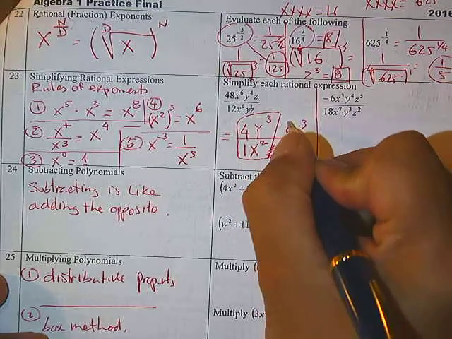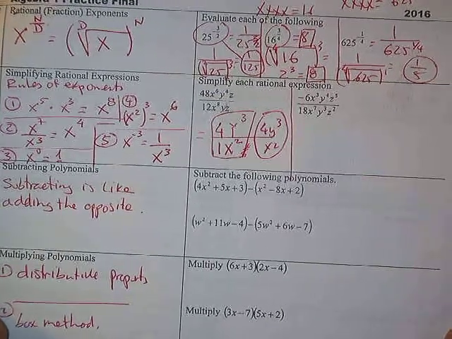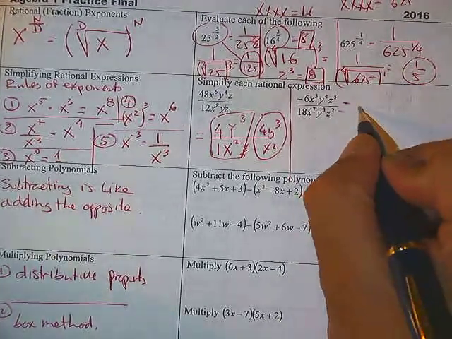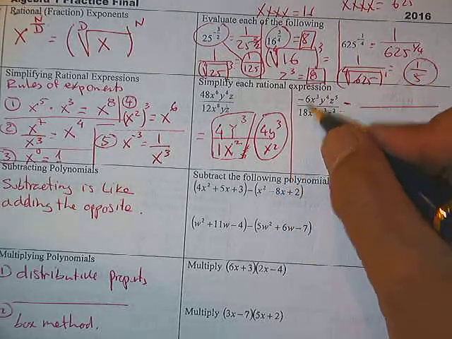So as it turns out, there's your answer. You don't need that one. So you can just write 4y to the 3rd over x squared. There you go.